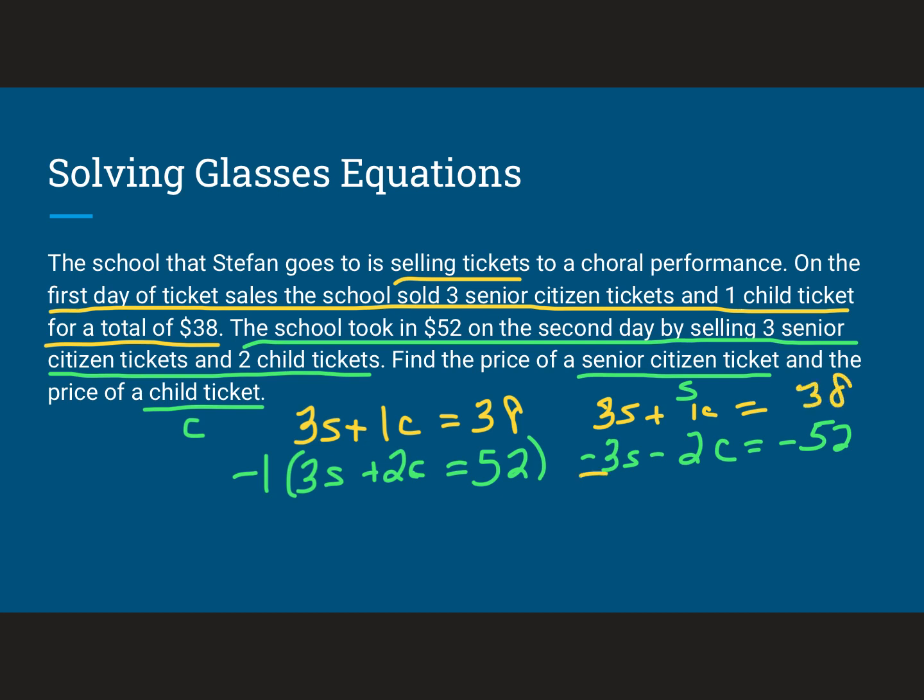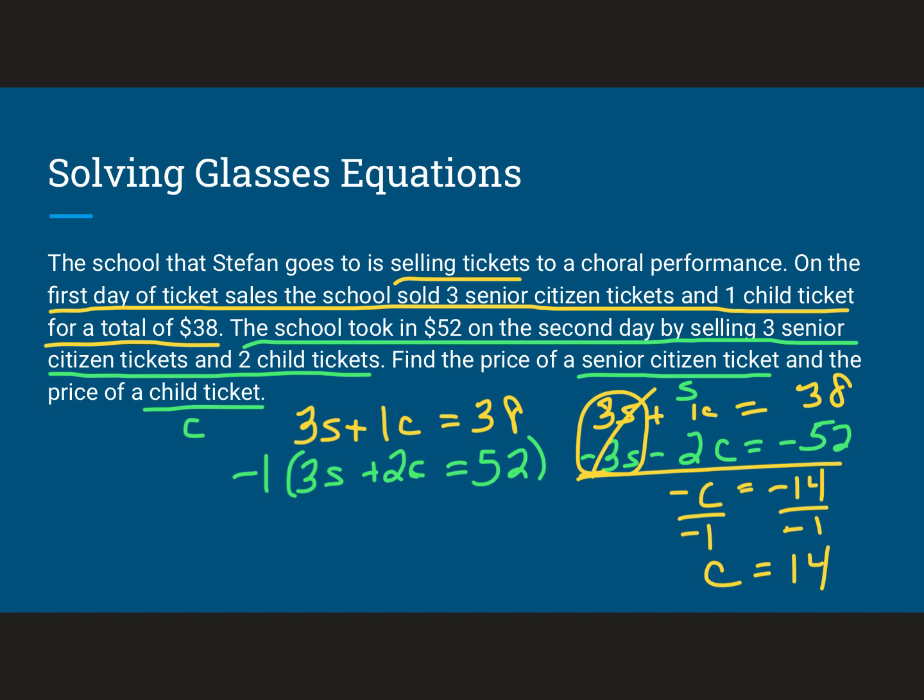Now I'm going to add. This one's going to go away, my senior citizen. So I have 1C minus 2C gives me negative C equals 38 minus 52 gives me negative 14. Divide both of those by negative 1. I get that a child's ticket is $14.